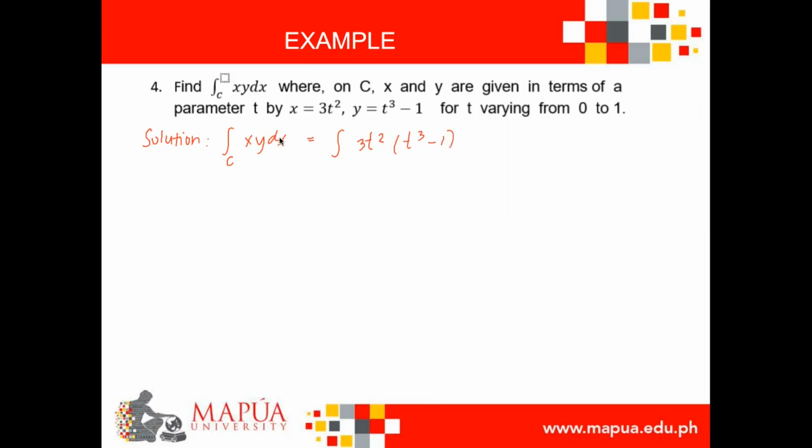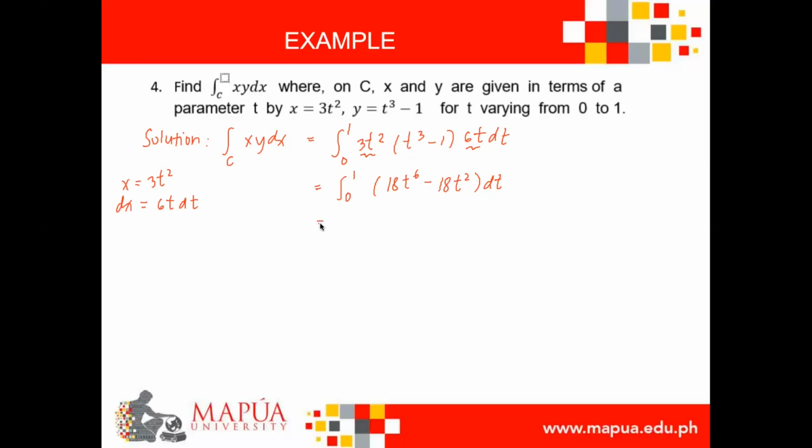And then let us find dx from x equals 3t squared. So if x is equal to 3t squared, getting the derivative of this function or differential, dx is equal to 6t dt. So replacing now dx with 6t dt. And we have here the limits from 0 to 1. Then let us now simplify the expression. So we have 3t squared multiplied by 6t, that will give you 18t cubed. Then multiplying this by t cubed minus 1, this will be 18t to the 6, then minus 18t squared dt.